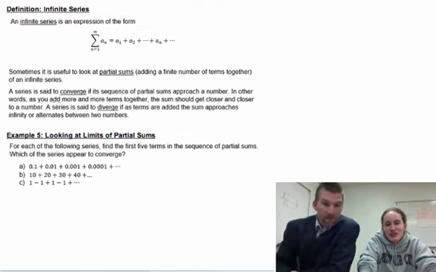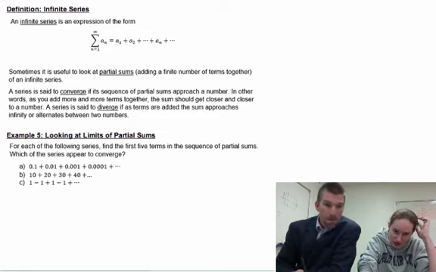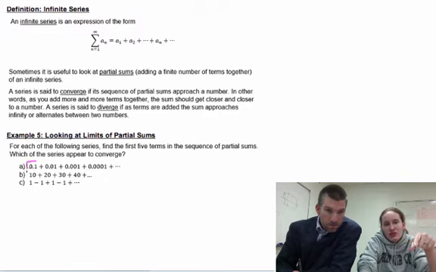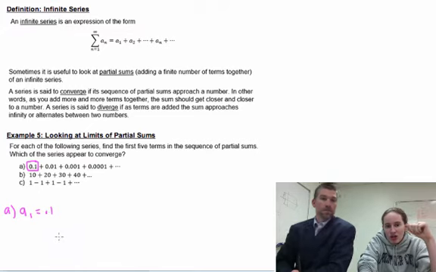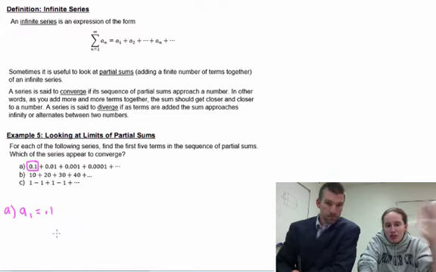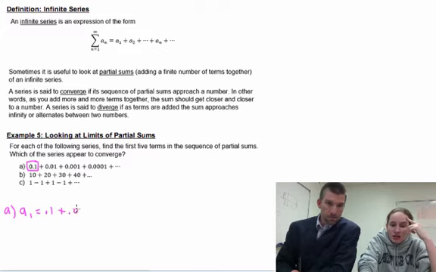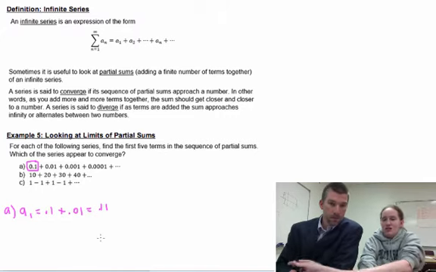Example 5, looking at limits of partial sums. For each series, we're going to find the first 5 terms in the sequence of partial sums. So the first thing you do is just take the first term, and that's your first partial sum. So you're taking the sum of the first 1 term. Okay, and then you say, what about the sum of the first 2 terms? So if I add 0.1 and 0.01 together, I get 0.11.